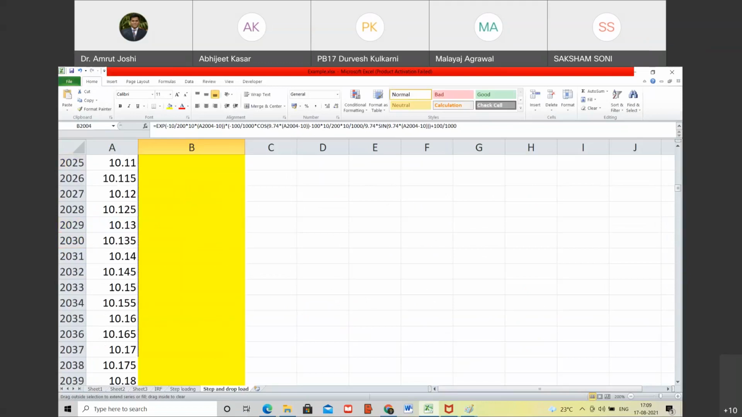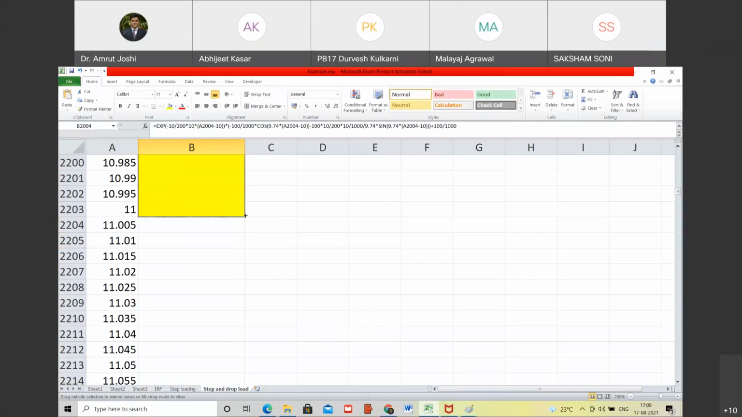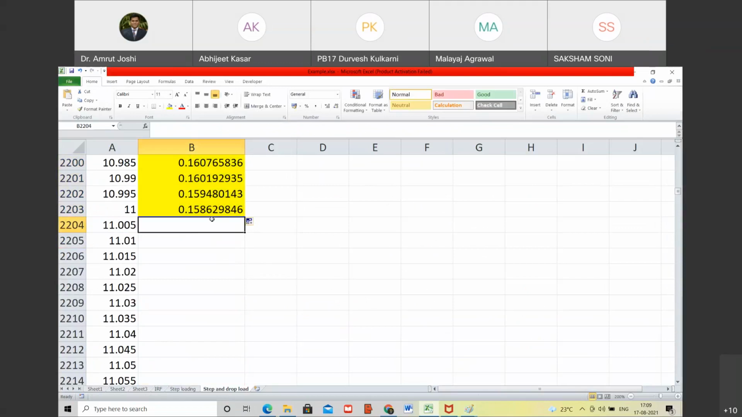And now this I have to continue till 10 to 11 seconds because this is the response from T1 to T2. Are you with me? Please type your response in the chat box. Have you understood this?